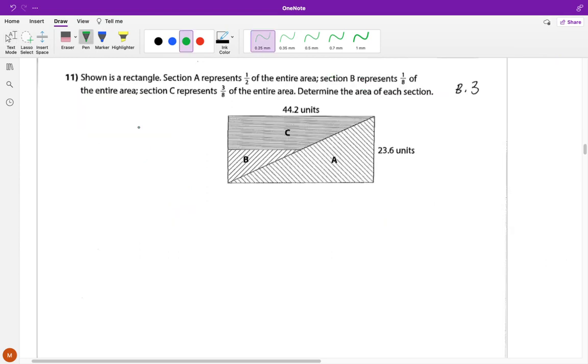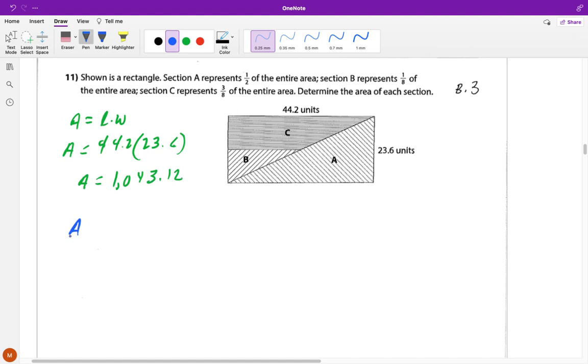All right, shown as a rectangle, section A represents half of the entire area, B is an eighth, and C is 3/8 of the entire area. So we need to figure out how much each of the sections are. We need to first find the area, and the area of a rectangle is our length times our width, or base times height. So our area is 44.2 times 23.6, which means the area is 1,043.12. So that's the entire area.